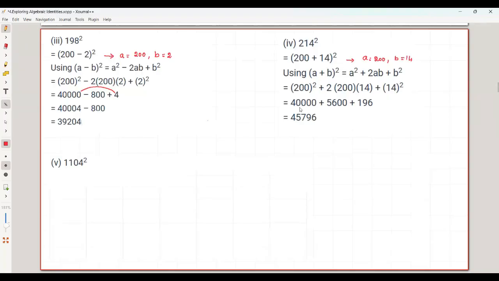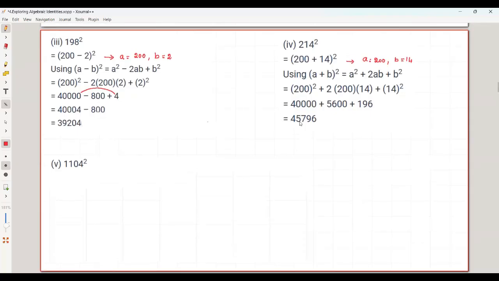So 200 square is 40,000, plus 2 2s are 4, 4 into 14 is 56, so 5,600, and 14 square is 196. If you are adding everything, the final answer is 45,796. This is the final answer.